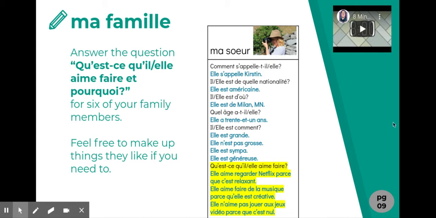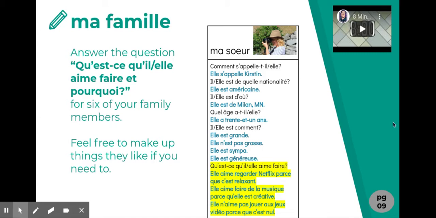Okay, I think this is our last question on this page. So answer the question, qu'est-ce qu'il aime faire or qu'est-ce qu'elle aime faire et pourquoi for your six family members that you picked. And feel free to make up things they like if you need to. Like if you don't know what your uncle likes to do and you've been writing about your uncle, like cool, make it up. Like I don't know what your uncle likes to do either. So it's not a big deal.